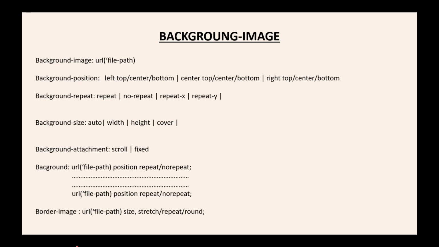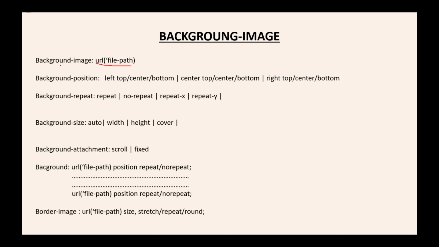We can set an image as a background. The first one is background image. By using this background image property, we can set the image to the background. Here we are placing a URL. What is a URL? We are placing an image path, the exact file path, right? With the help of this property, we can specify the background image of the element.